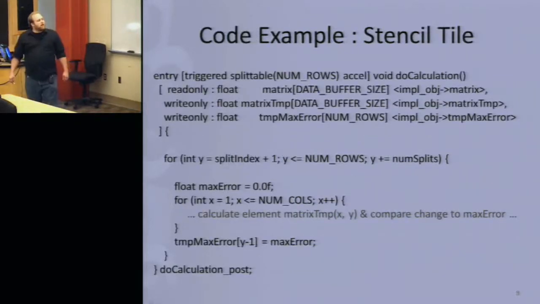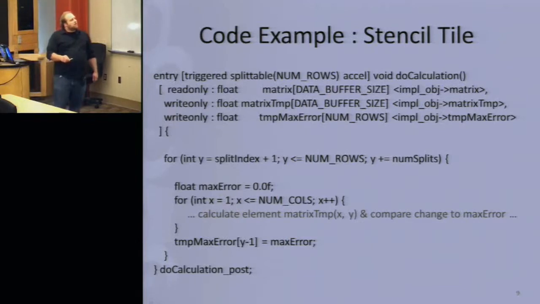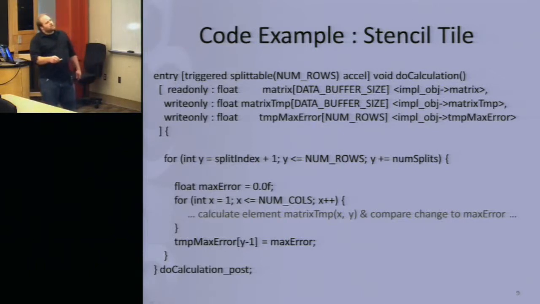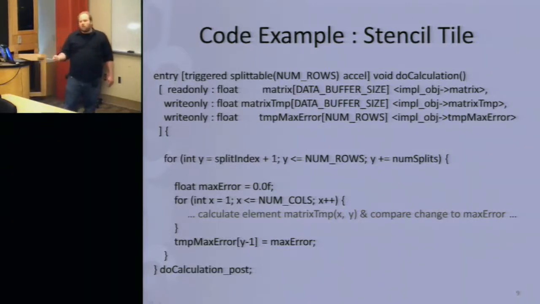So here's an accelerated entry method called doCalculation that is both triggered and splittable. The key idea in this example is splittable. Starting from the top, there are no pass parameters, so the way you would invoke this function is just object.doCalculation with no parameters, the same way you would invoke a standard entry method.